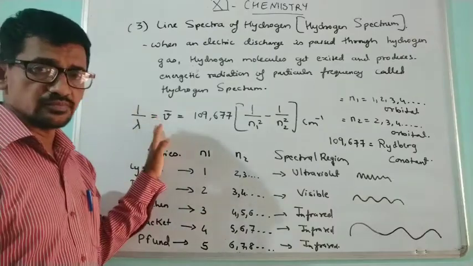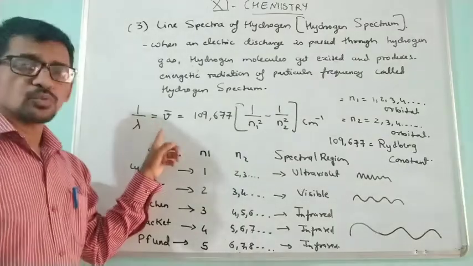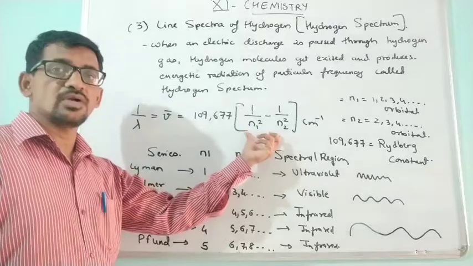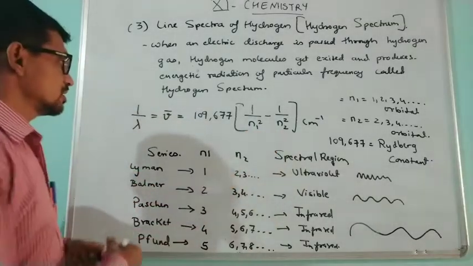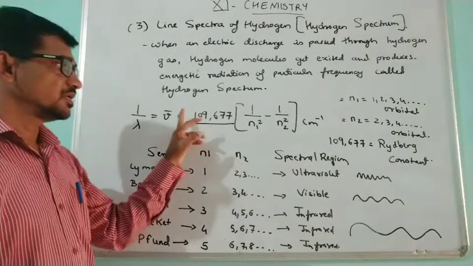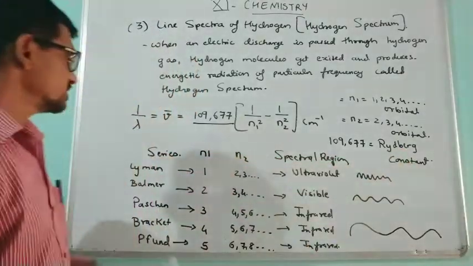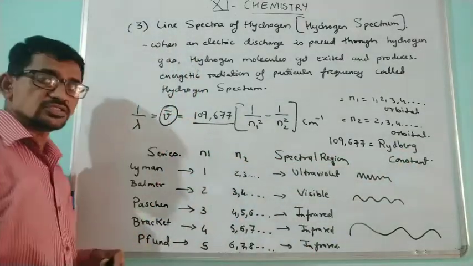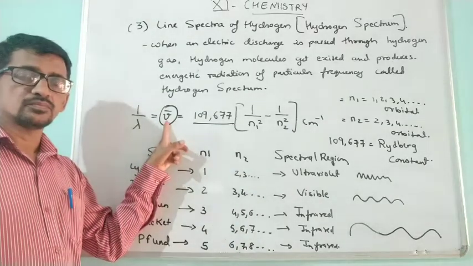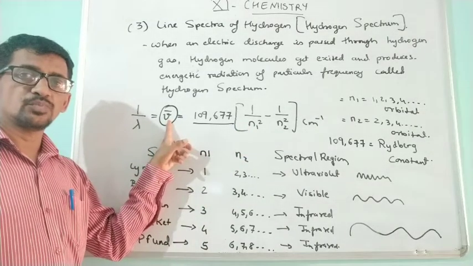In the hydrogen spectrum, the energy which is emitted depends on n1 and n2, meaning from which orbital it is emitted. Another number is given, that is 109677, known as the Rydberg constant. The energy emitted is directly proportional to the wave number, v bar.